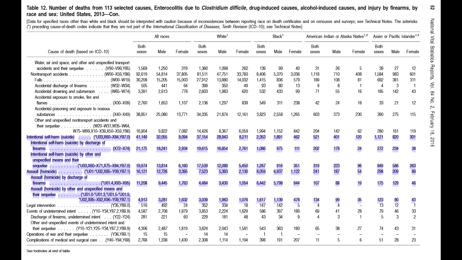And if you take the 11,208 and divide that by 365, you will come up with 30. So that would be an average of 30 homicides by discharge of firearms per day. And then if you take the 21,175, divide that by 365, you'll also come up with 58. So that is also accurate in that they say there are an average of 58 gun suicides per day.